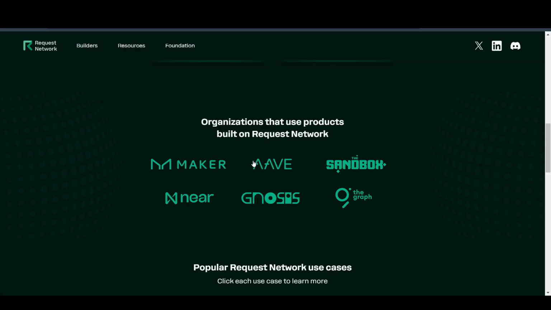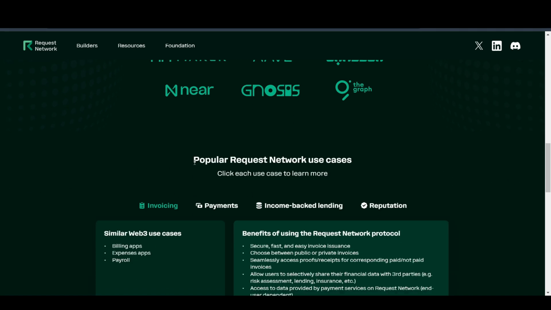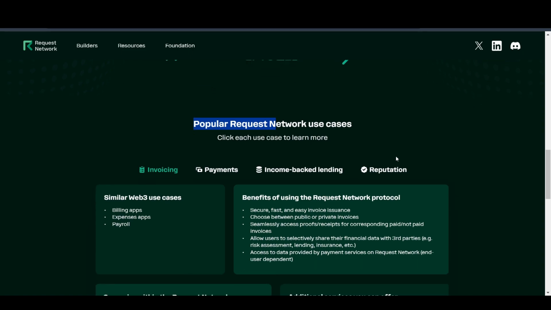As for the users, we have MakerDAO, Aave, The Sandbox, even Near, Gnosis. We also have The Graph. So these are the organizations that use products built on Request Network. So they do have pretty good users when it comes to the ecosystem, and these are the use cases as we discussed: invoicing, net payments, income-backed lending, reputation, which is pretty good.